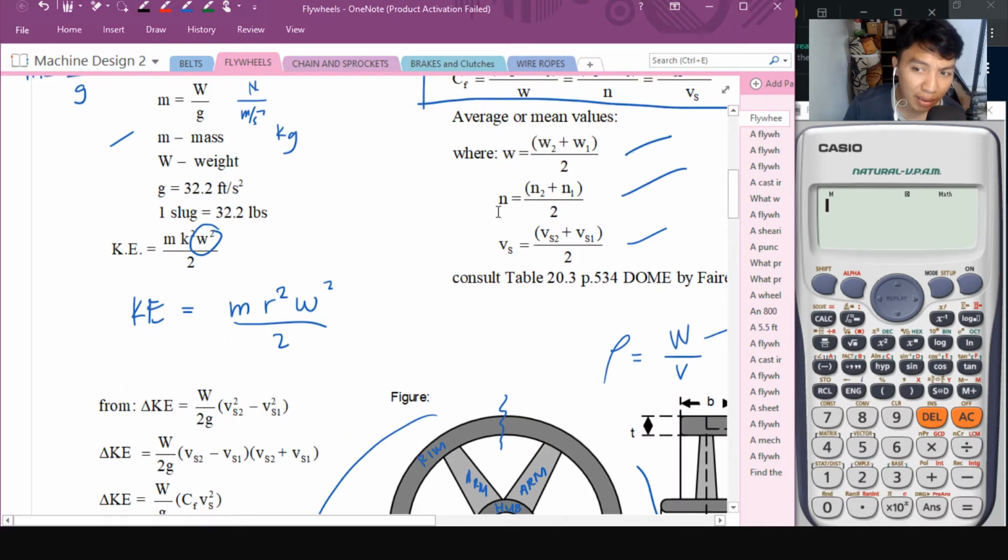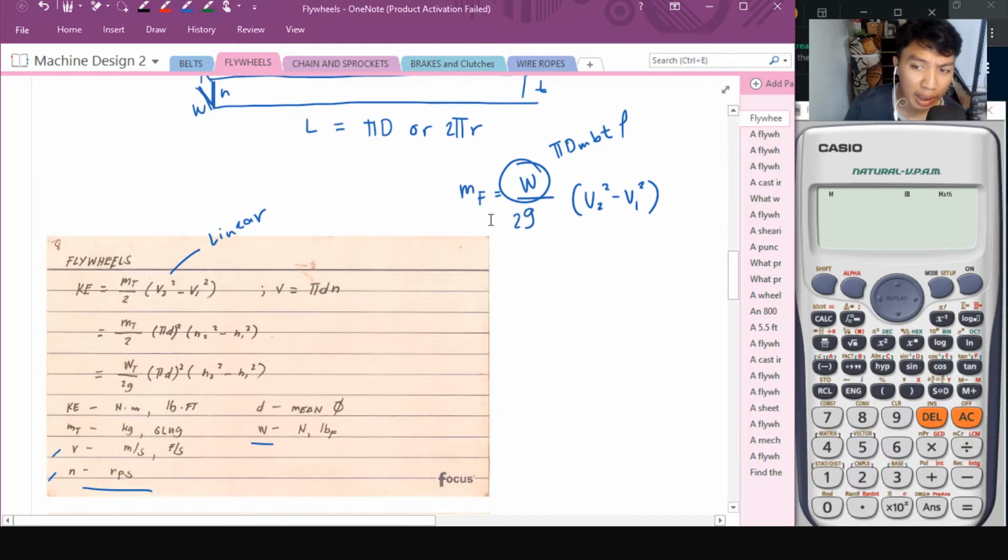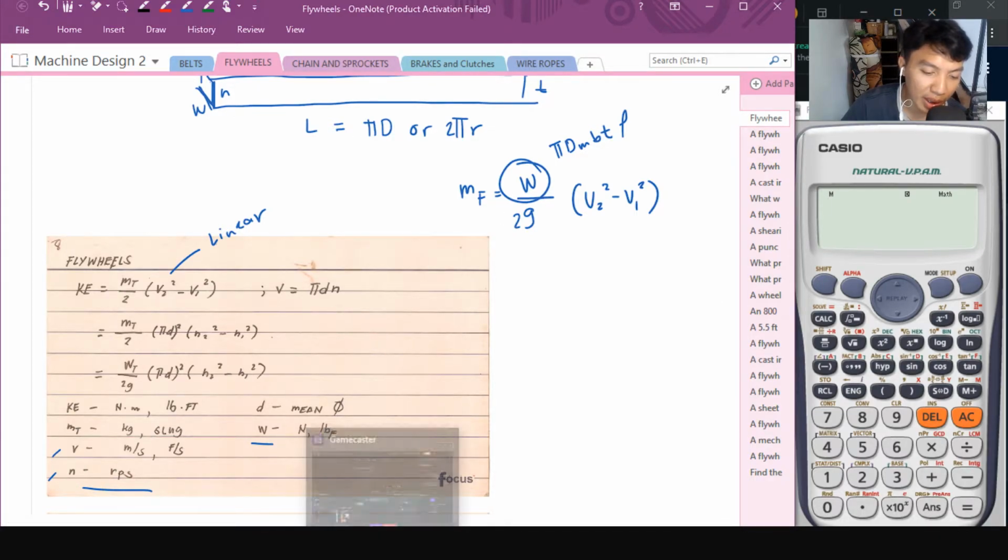So, let us have a 10-minute break. I'll get back. Ayusin ko muna yung problems dito. And let us solve a couple of problems para maintindihan natin.